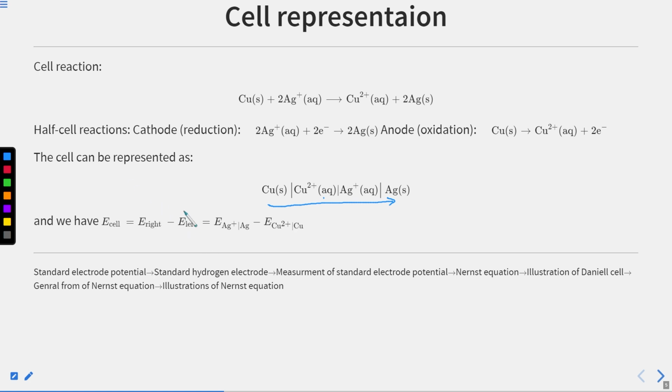Here you can see that we are subtracting right and left. Why are we doing so? Because we are given the electrode potential of Cu2 plus going to Cu. But in this case, you can see that Cu is going to Cu2 plus. So this is the reduction potential, you can say. Reduction potential.